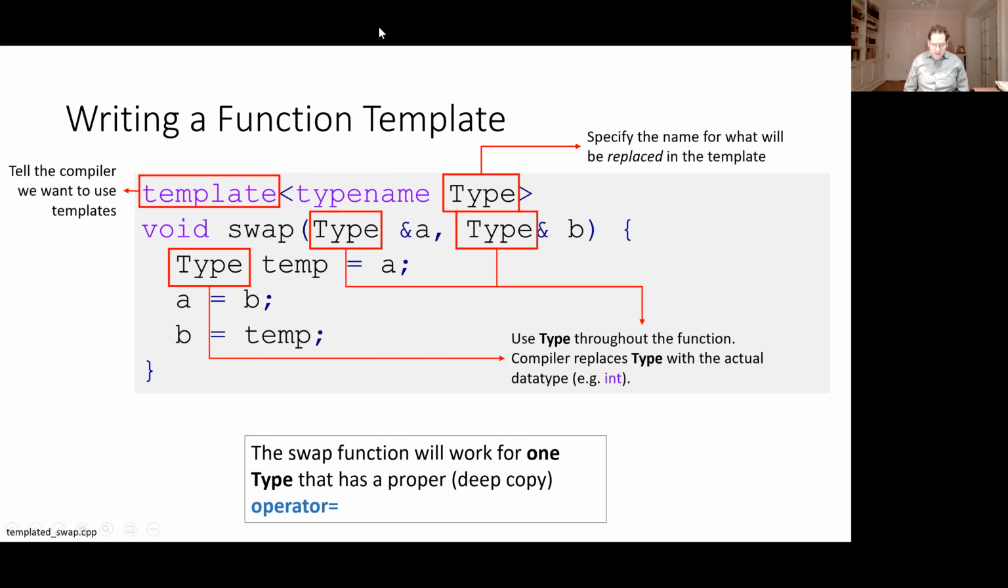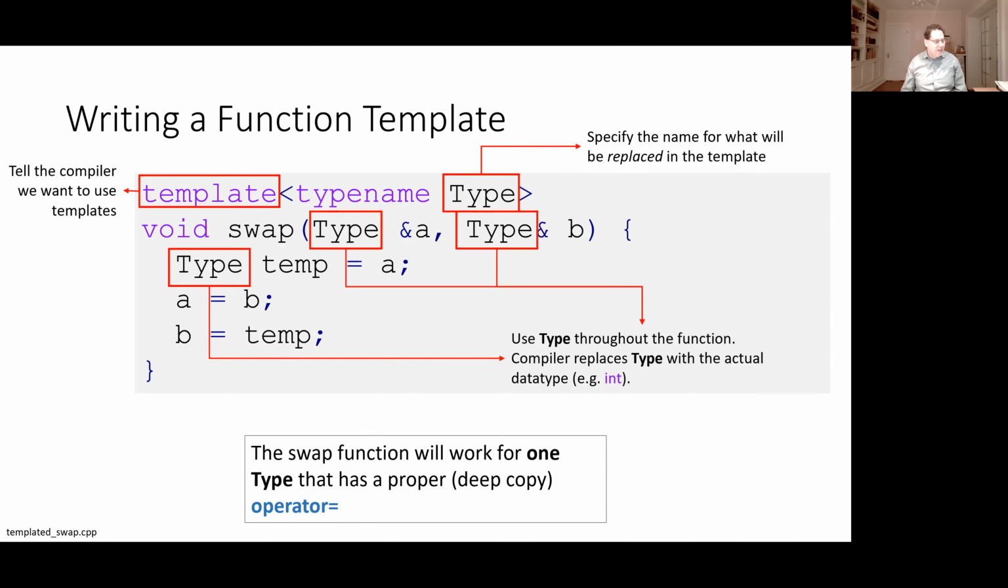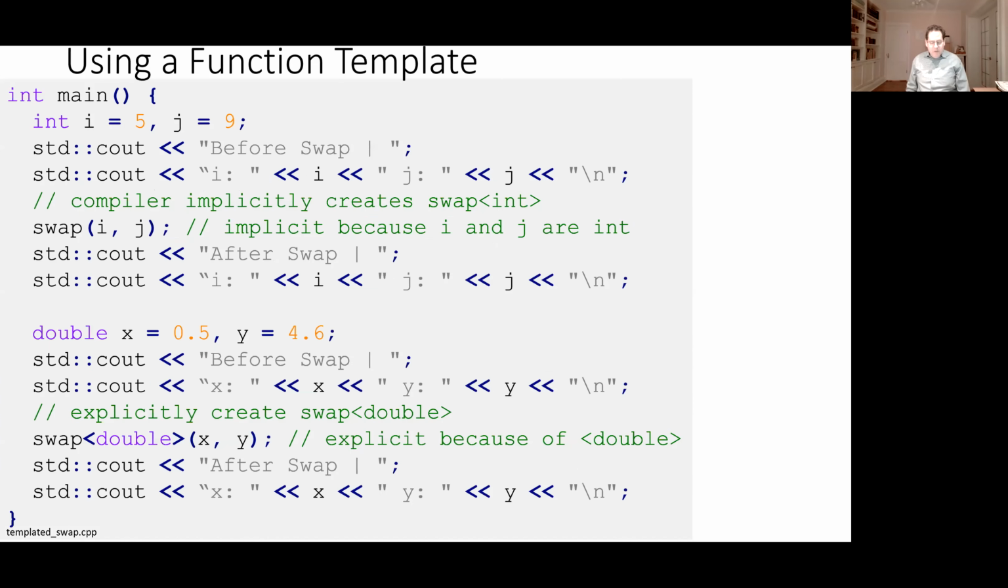Okay, so let's go into how we use it. So that's how you write the templated function. A lot like a regular function with this extra feature of a parameterized type. How do we use it? We basically use it the same way we use any other function. You've actually used in the standard library already some templated functions, you didn't know it. Okay, so using them is really simple.